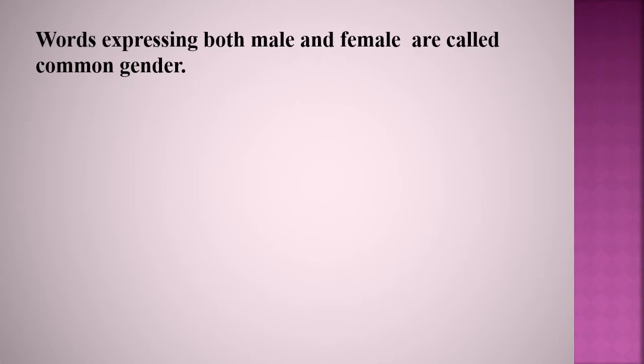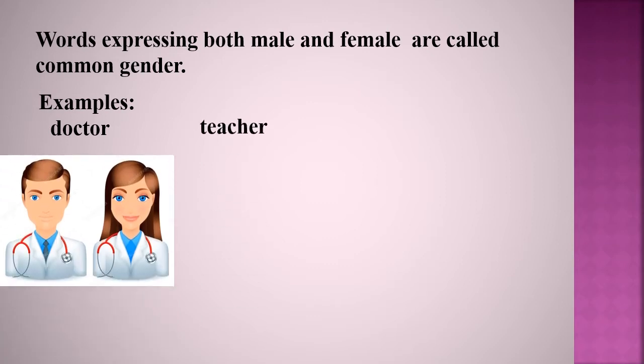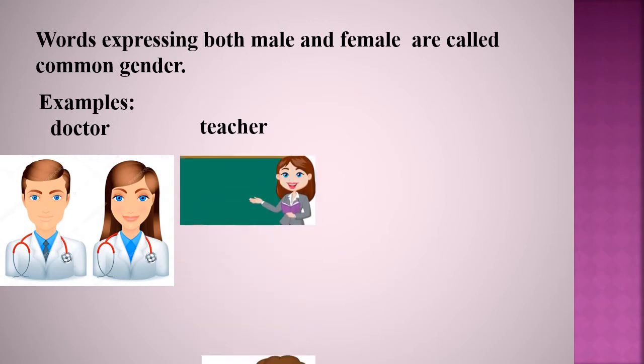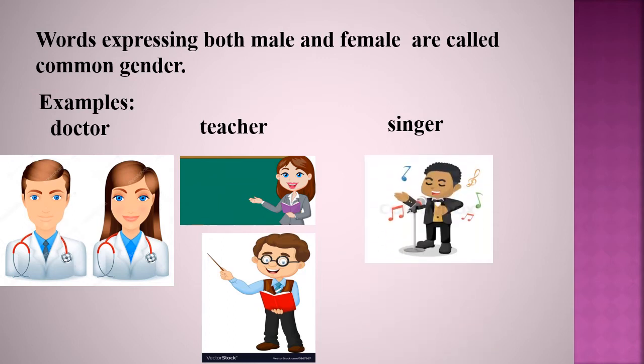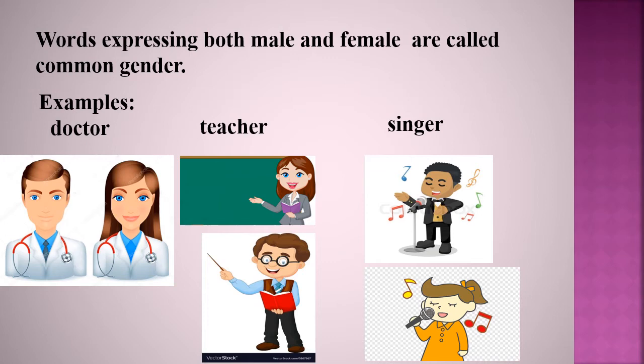Okay, words that express both male and female are called common gender. Let me explain it through examples. Doctor, it could be both male or female. When we say teacher, it could also be both female or male teacher. When we talk about singer, it could also be both male or female. These are a few examples of common gender.